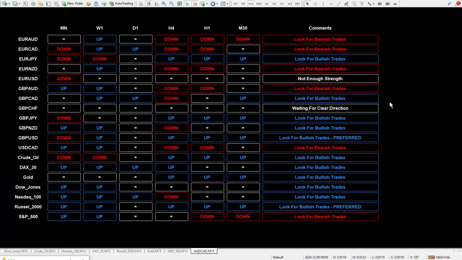Now here's my daily trade plan. It's running in real time, analyzes the charts from the monthly all the way down to the 30 minutes. And of course, within the comments here, after it does some calculations, it'll either say look for bearish trades, bullish trades, and some of them will be preferred and some of them are either not enough strength or waiting for clear direction. As I mentioned, it's running constantly 24 hours a day when the market is open. Market has to be open so that it can grab the data and give these comments.